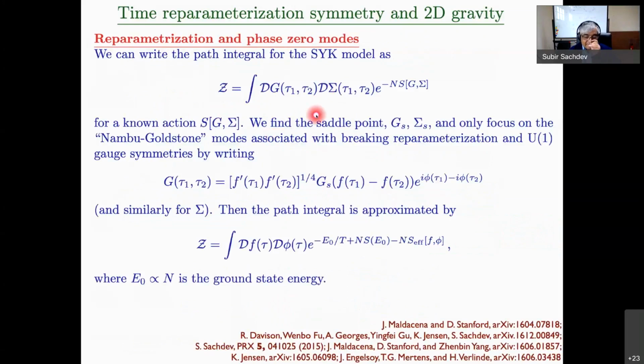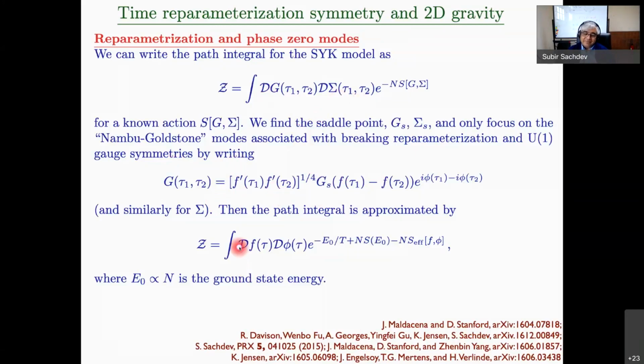Then you can ask, you have some approximate symmetry which is broken, and what is the analog of the Goldstone mode associated with low energy fluctuations along the nearly flat direction? That Goldstone mode, or near Goldstone mode, is parameterized by this function f of tau. So you take the saddle point Green's function and you reparameterize the times tau to f. What you have to do to identify the low energy mode is a change of variables from G and sigma to f.